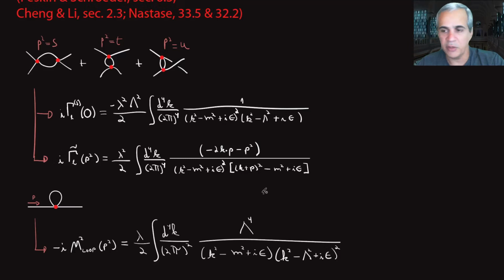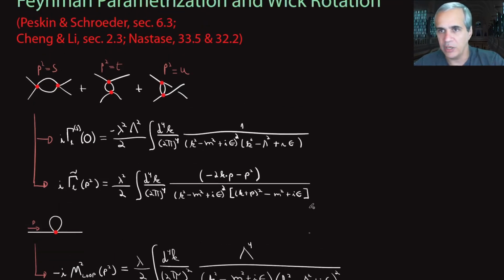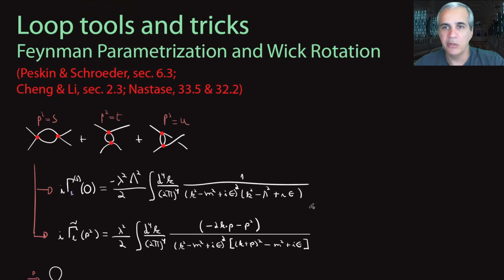And this is not a coincidence. This is the typical thing you get when you're trying to calculate loops, not only in lambda phi 4, but also in more complicated theories. You have an integral over the loop momentum, you have some propagators here in the denominator. And so the tricks we are going to look at today will be useful in general, even for more complicated quantum field theories.